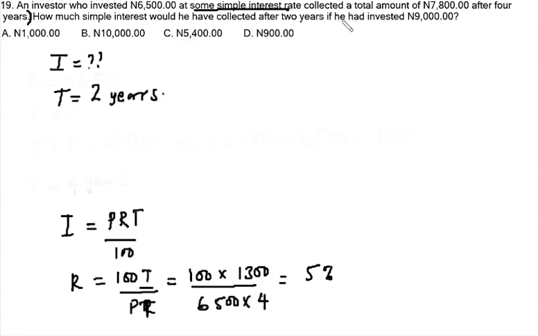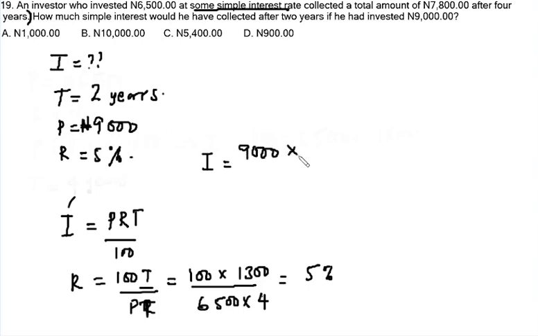If he had invested 9,000 naira, so the principal is 9,000 naira. Now we already know the interest rate from here, so the interest rate is 5%. Okay, so to calculate the simple interest, we are simply going to still use I is equal to PRT. So I is equal to P is 9,000 times R is 5 times T is 2, divided by 100.